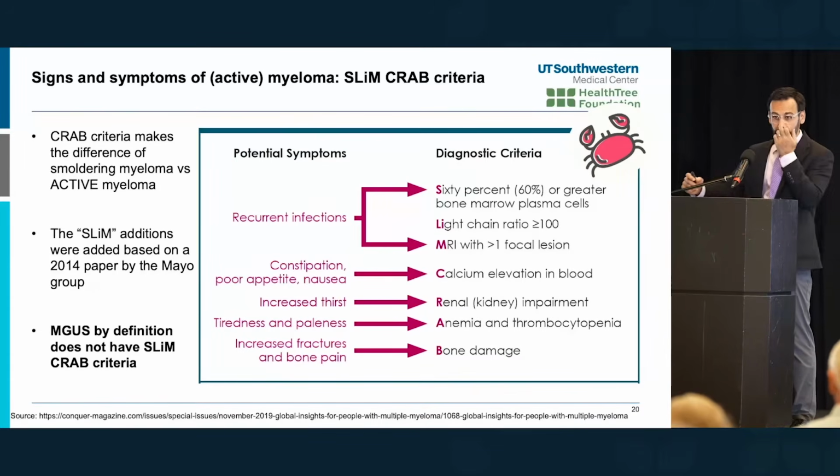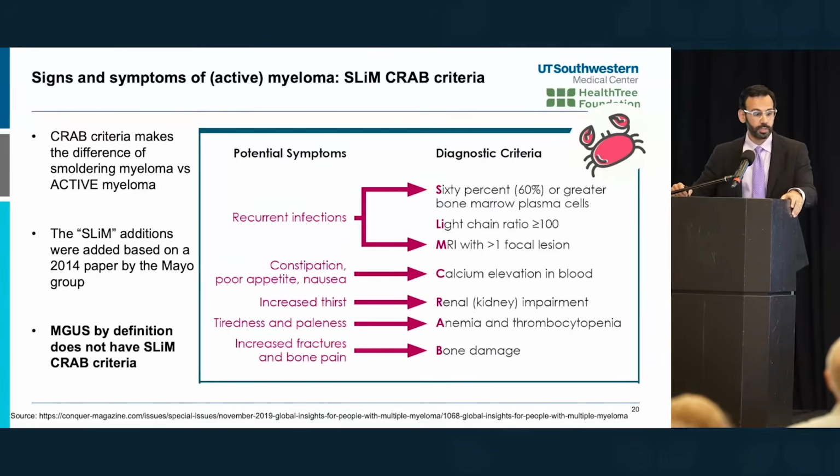And so this is a slide to just show you those CRAB features in more detail with the SLIMs as well. So we talk about then SLIM CRAB criteria. So to be clear, MGUS should not have SLIM CRAB criteria. Smoldering myeloma should not have SLIM CRAB criteria. Those are markers of active or symptomatic or conventional multiple myeloma.